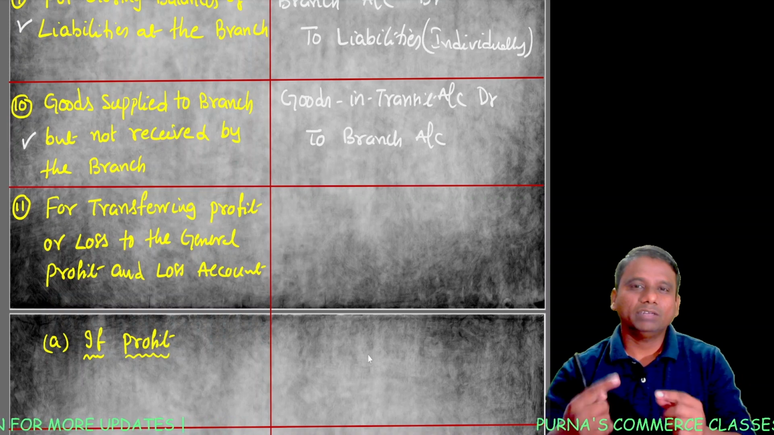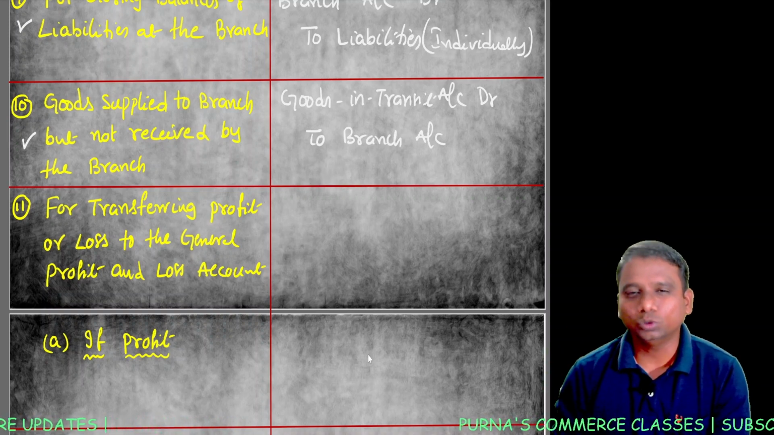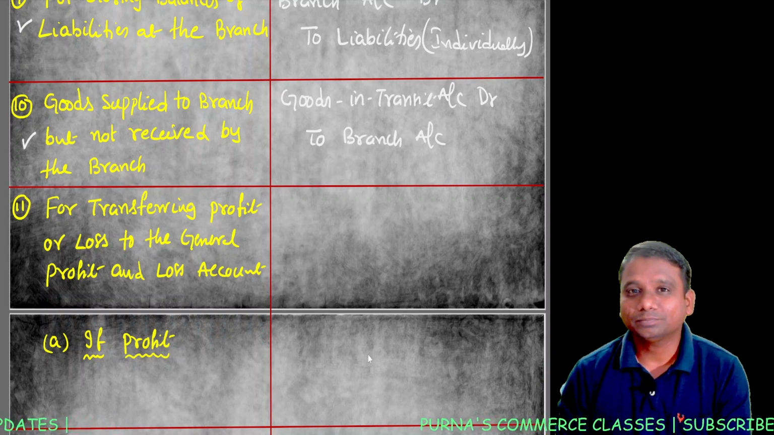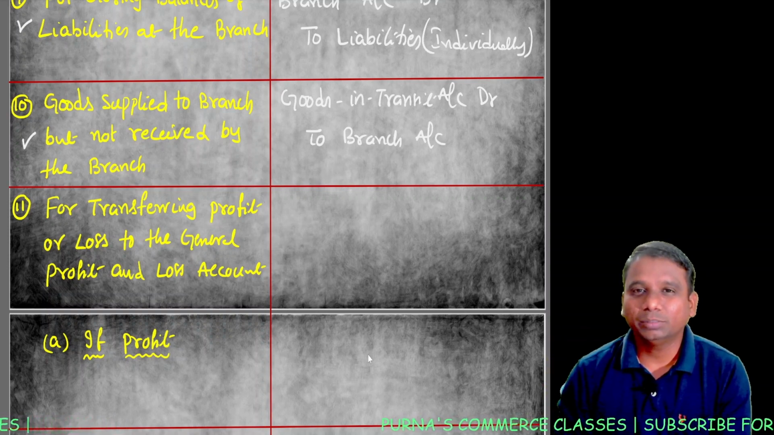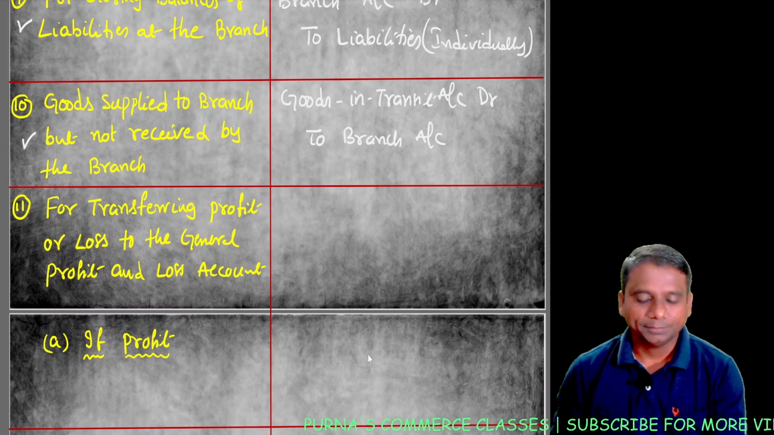If you remember, when we sent goods on consignment, but the consignee had not received the goods, what is the entry we wrote? Goods in transit account debit to consignment account. Do you remember the same entry? Okay.